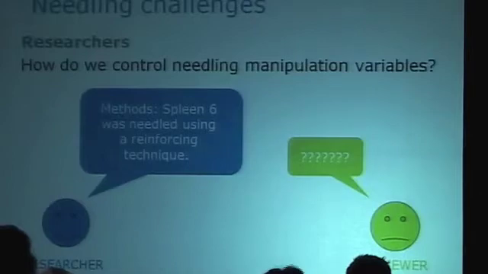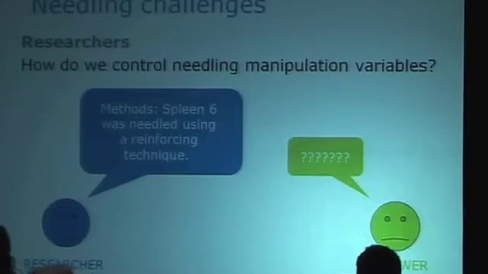From the researcher's perspective, how do we control these needling manipulation variables? Is it important? A researcher might be communicating with a reviewer, for example, in the methods section, and they might say, spleen 6 was needled using a reinforcing technique. Well, does the reviewer really know what happened?